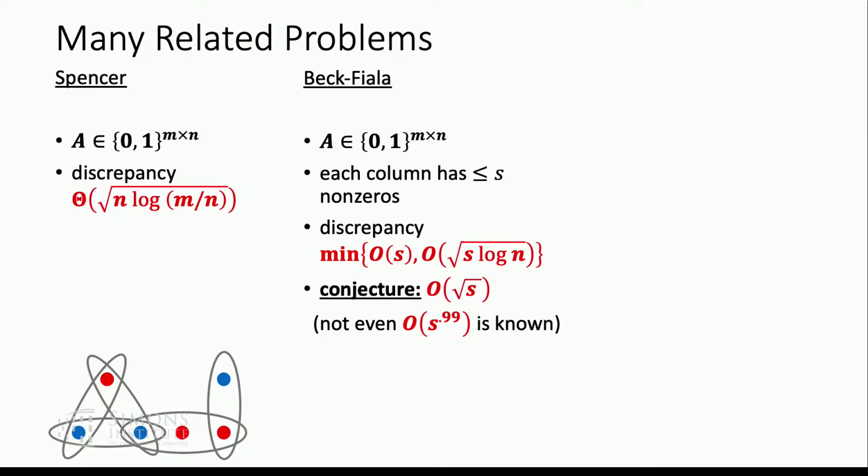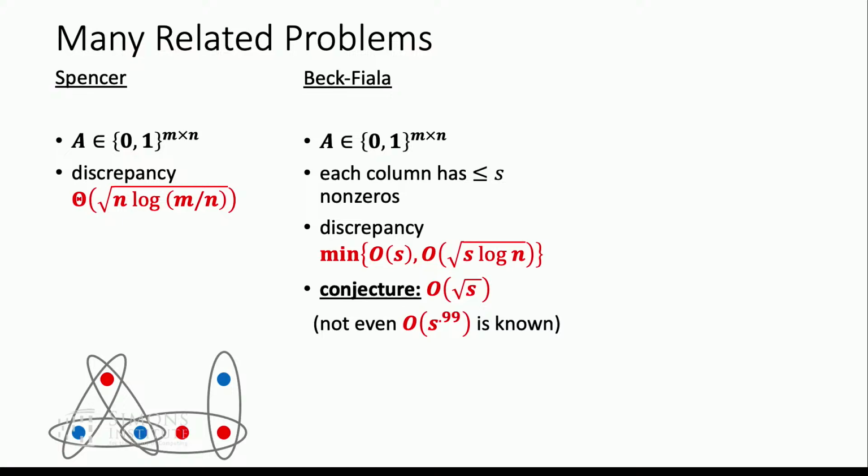There are a bunch of other very interesting regimes. Notably, the first one we care about is the Beck-Fiala problem, which is quite interesting. So basically, it's a very particular instance where each column has bounded sparsity. It has at most S non-zeros. And in fact, for such instances, people managed to achieve much better discrepancy bounds. They managed to prove that, for such instances, one can achieve a discrepancy of order S. So note that this is independent of n, or square root of S log n.